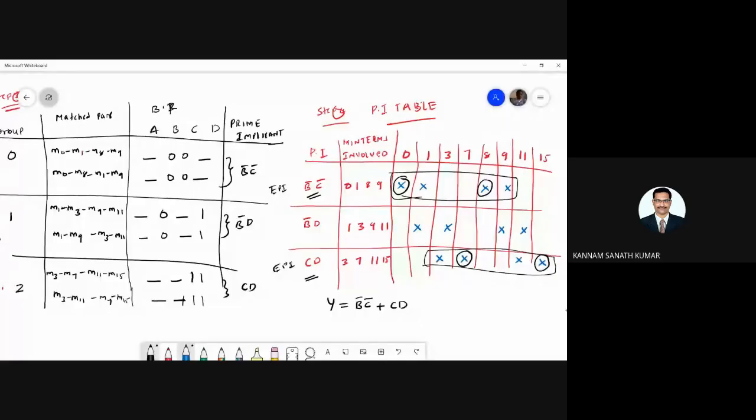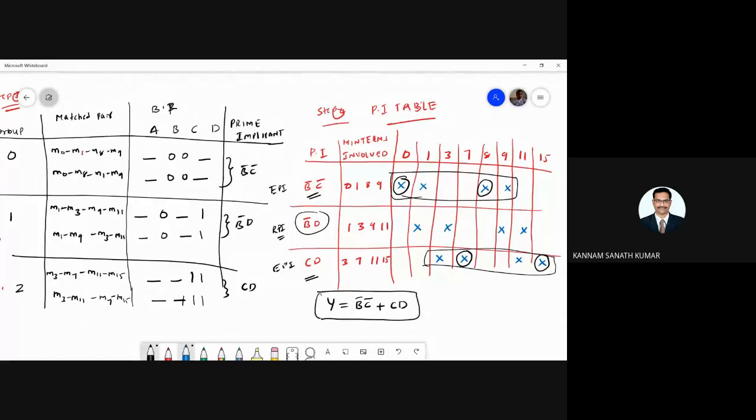Now, for getting the essential prime implicants, I am doing this. So that means cross marks are there, so you can write Y equal to what? B bar C bar plus CD. So this B bar C bar and CD are nothing but the essential prime implicants. This is nothing but a redundant term, so these are redundant prime implicants. This will not be there in our output expression.